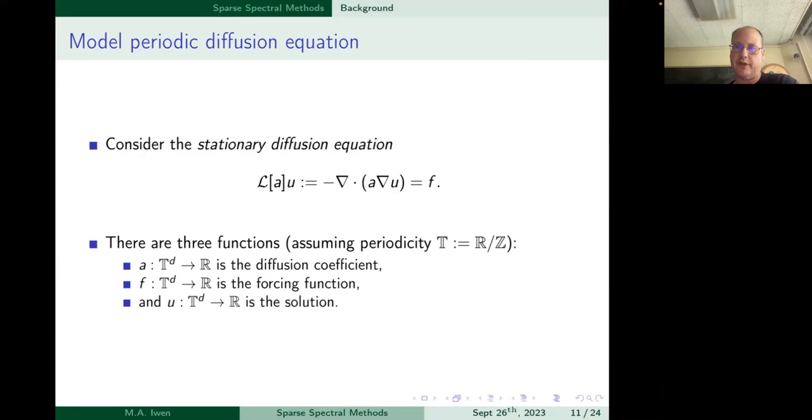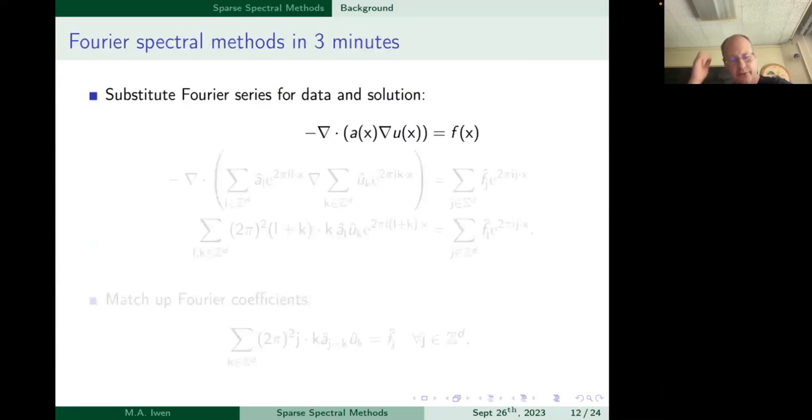Okay, so we want to approximate U as best we can. So how would you do this using a traditional Fourier spectral method? Okay, so you can do it in the following way if you want. In approximately 3 minutes, I'll make you an expert on Fourier spectral techniques now.